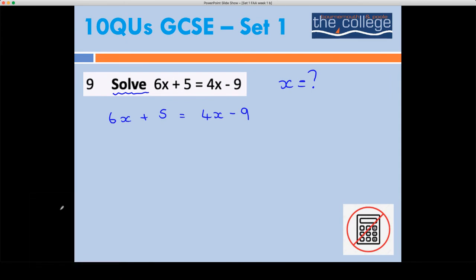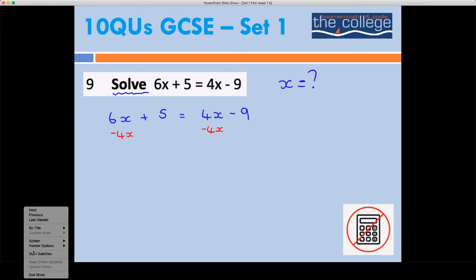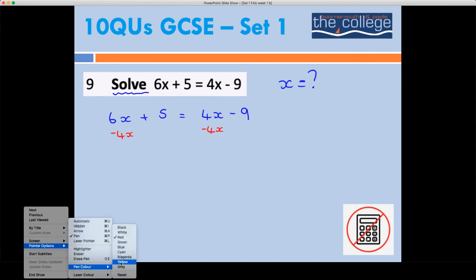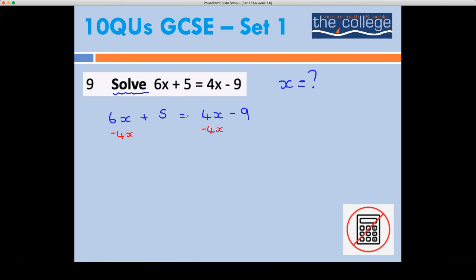Okay, so I'm going to move this 4x. Now you could use this sort of stacking up method where you put minus 4x there, and the same must be done to both sides. So I'm doing 4x take away 4x. That leaves you with no x at all. I wouldn't write no x. You can if you think you need to, but in the exam you'd need to leave it with not the 0x. So 4x minus 4x, you've got rid of it.